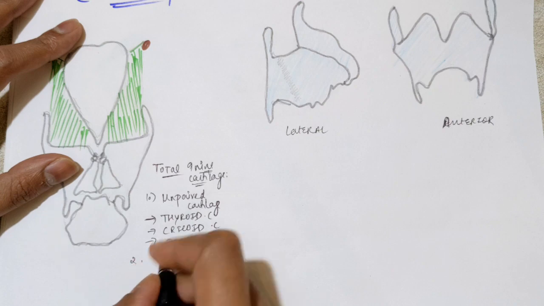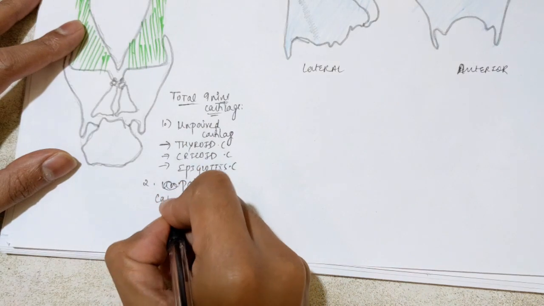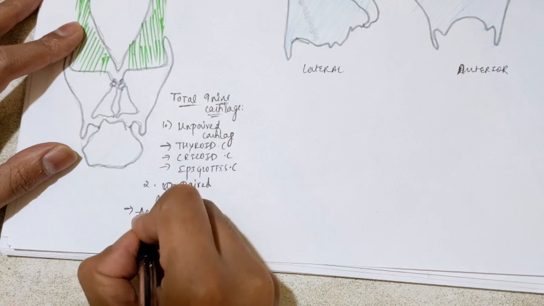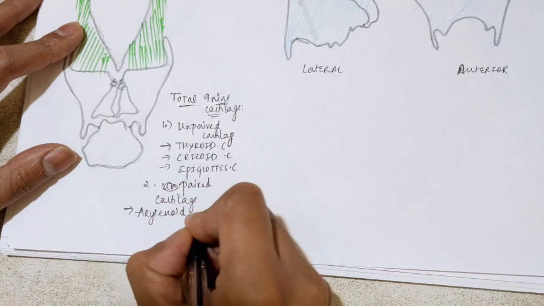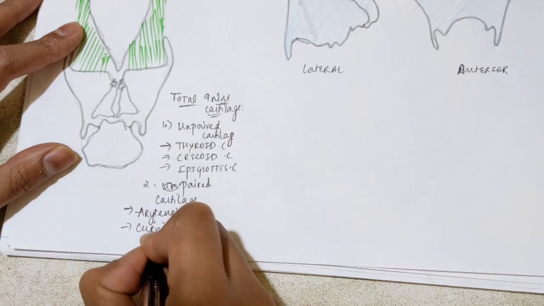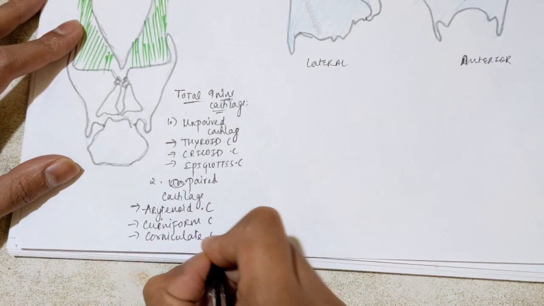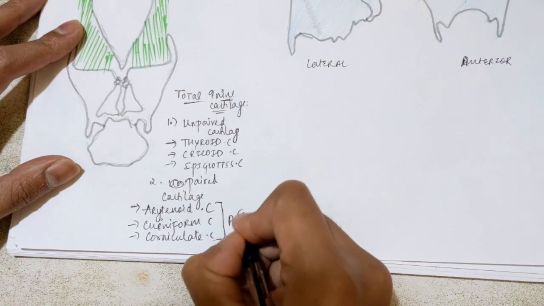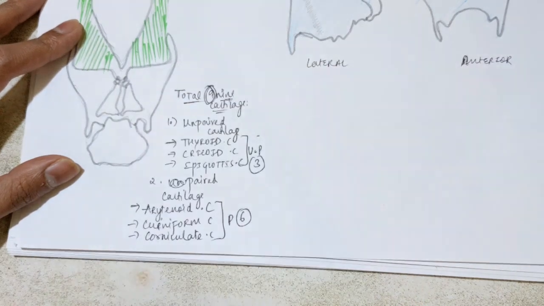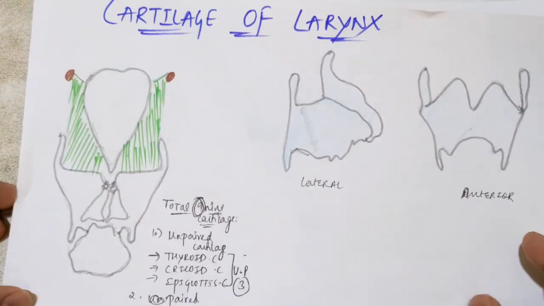And the second is paired classification, paired cartilage. In paired, there are 3 paired cartilage. First one is your arytenoid cartilage. Second comes your cuneiform, and third comes your corniculate. So these are actually paired, so total these are 6, and these are unpaired, so total these are 3. So total we have 9 cartilage. So that's the basic classification of cartilage.